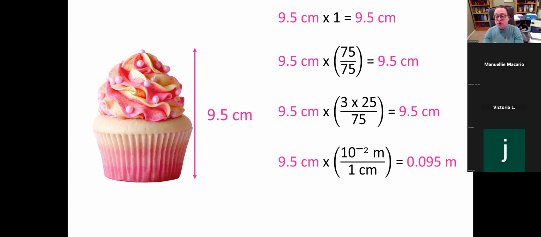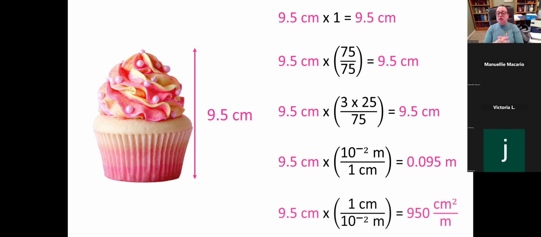What if we took our conversion factor of 1 centimeter equals 10 to the minus 2 meters, and suppose we put it in our problem the other way around. So suppose we entered it in as 1 centimeter divided by 10 to the minus 2 meters. It's still equal to 1. So it's still valid. That's still a valid thing to do. My cupcake still isn't changing size over there.